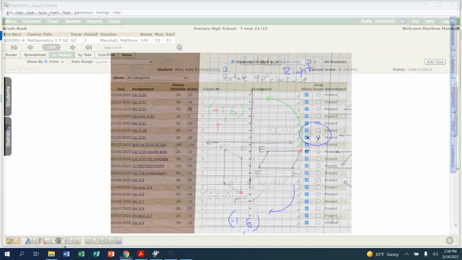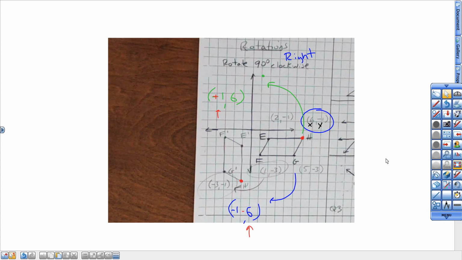Okay, for homework 324, I'm going to have you watch my key again, write down the 5 words, and then I have a practice set for you to try on your own and turn in. So here we go. This first one here, remember a rotation.